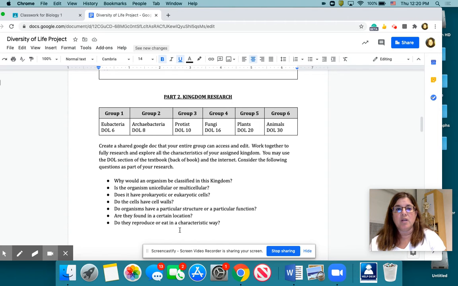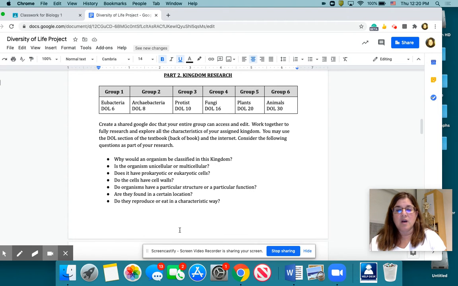For example, group 1 became expert in eubacteria, and group 4 became expert in fungi. I gave the group some guiding questions to help them figure out what they wanted to research, and they needed to build a Padlet that would teach all the other students in the class about their kingdom.